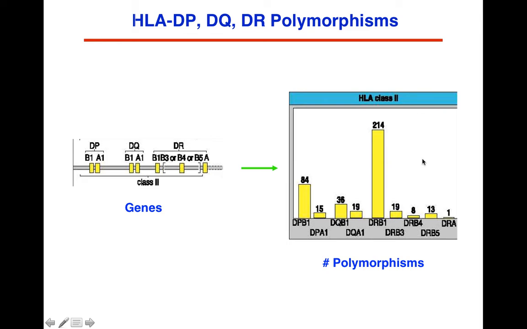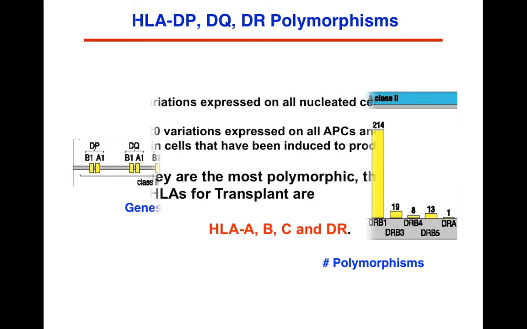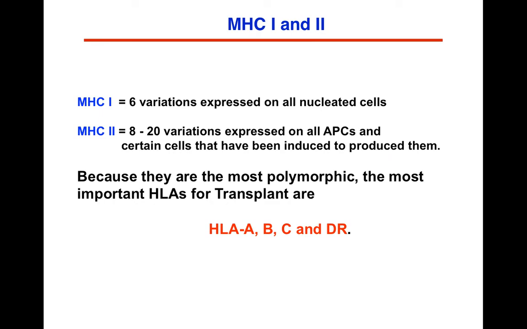So of course this can create a tremendous diversity of different MHC2s that can be displayed on the antigen processing cells that we talked about. So MHC1 has 6 variations expressed on all nucleated cells, at least 6.